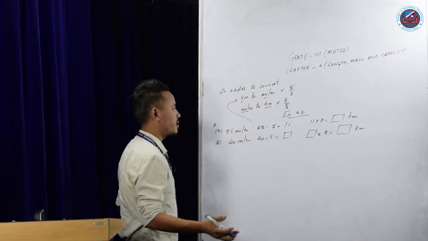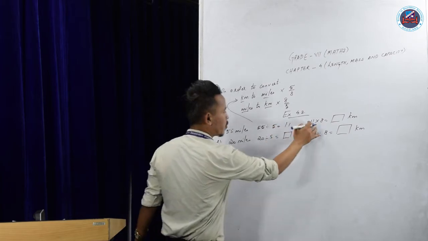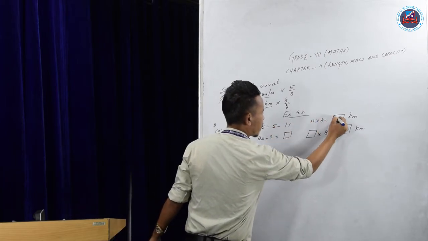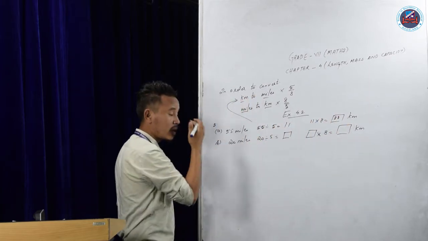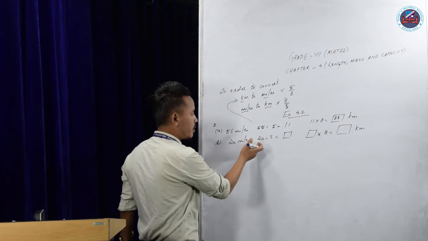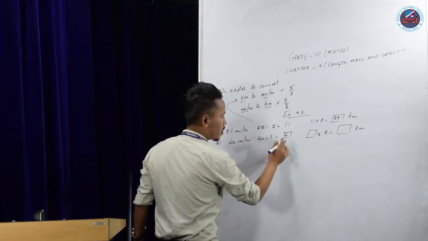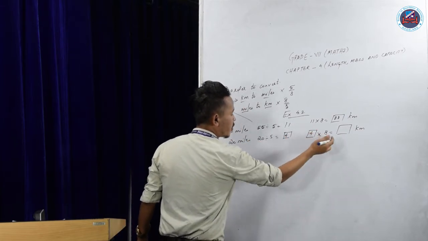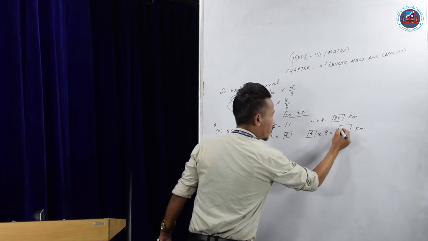So number A, nothing to be done because it's almost all done. All we have to do is just multiply. 11, 8 times gives us 88, right? Number B, when we divide 20 by 5, we get the answer 4. This 4, we take it here, and 4 8 times gives us 32 kilometers, right?